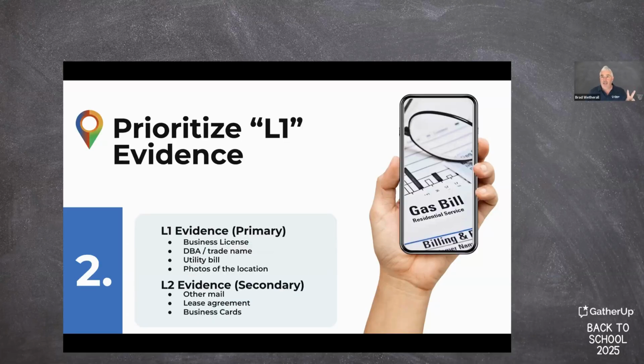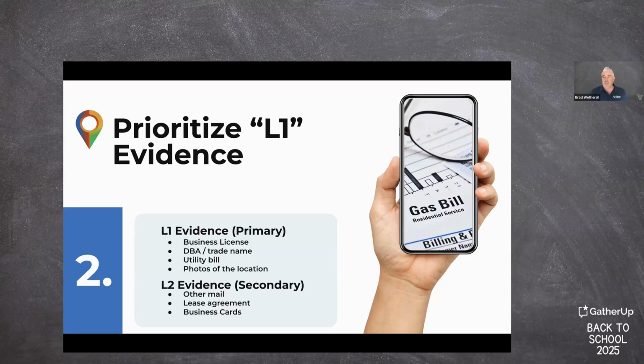Number 2 is making sure that you have the right type of evidence, right? So if tip 1 is make sure you've got the evidence with you, tip 2 is make sure that it is the right type of evidence. And I've kind of loosely organized the different types of evidence into 2 categories. I have level 1 evidence and level 2 evidence, where the level 1 or the primary evidence is usually from an authoritative source.